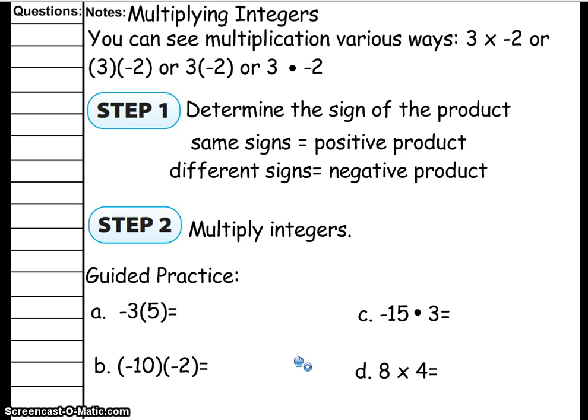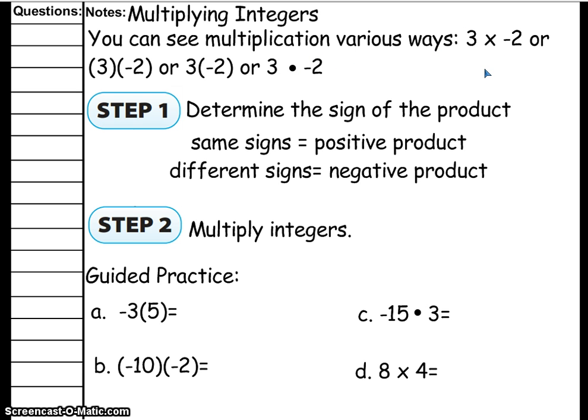Multiplying integers, you can see multiplication various ways. So you may see this multiple ways on the test, in your worksheets, on papers, on the STAAR. So please become familiar with the different ways to see multiplication. You have 3 times negative 2 with the multiplication sign, or when both numbers have parentheses around them. This also means multiplication. Or if one number is in parentheses and the one in front is not, it still means multiplication. Or, of course, you're familiar with the dot, which also means multiplication.